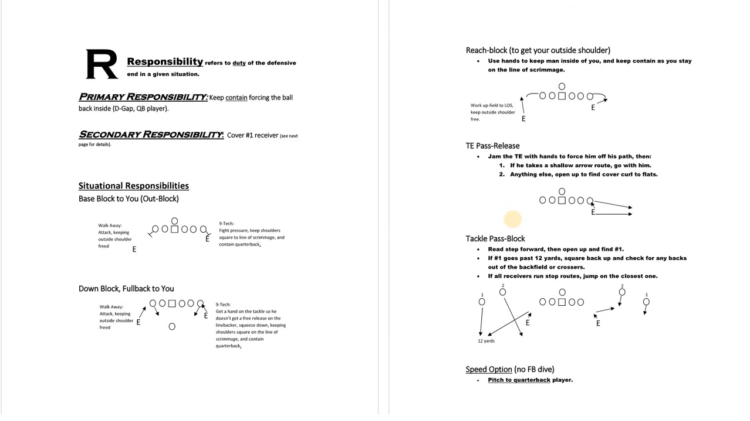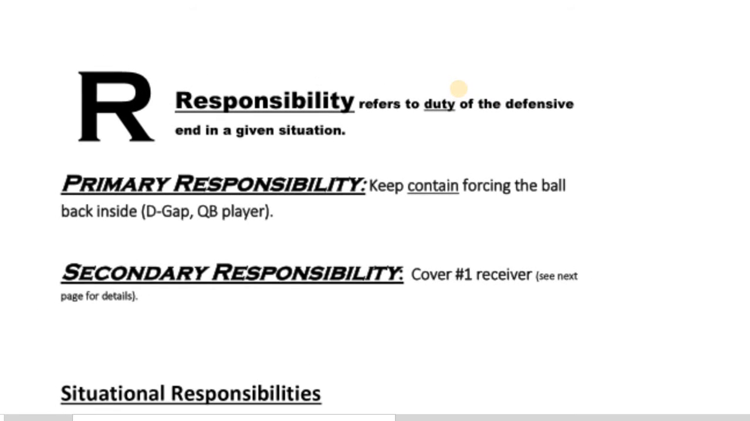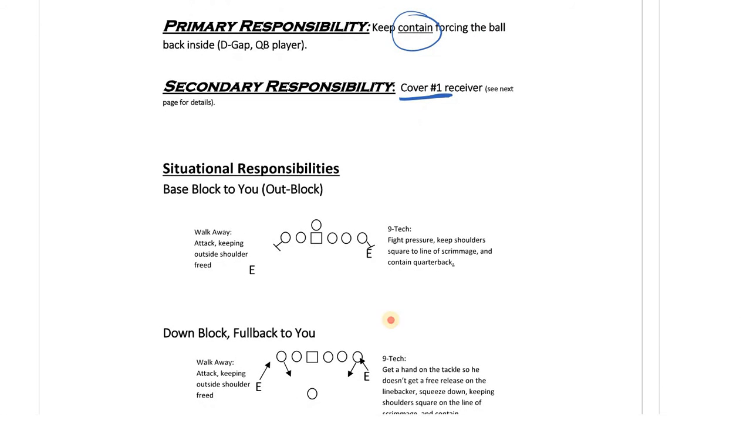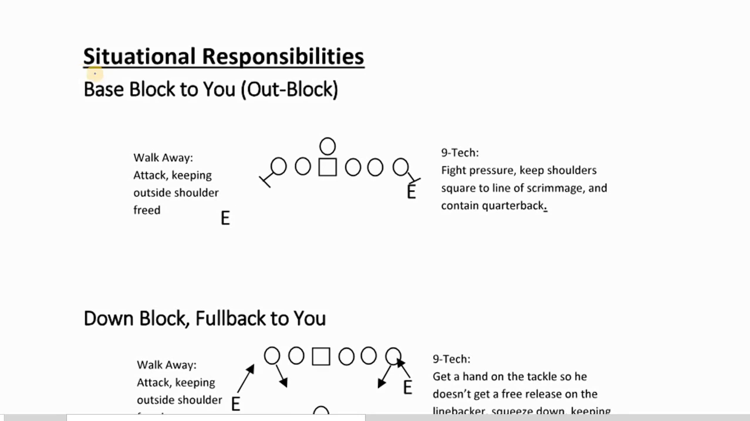Next, let's get to responsibility. Our primary responsibility is to contain every single time, keeping contained. Secondary responsibility, if it's pass, we are covering the number 1 receiver. Remember, we count from the outside and work our way in. Now, situational responsibilities refer to what the tackle is doing each time, how he's trying to block you. If we're up on a tight end and you get an out block or a base block, he's trying to force you out, we fight pressure on the line of scrimmage, keeping our shoulders square, still being able to keep contained.